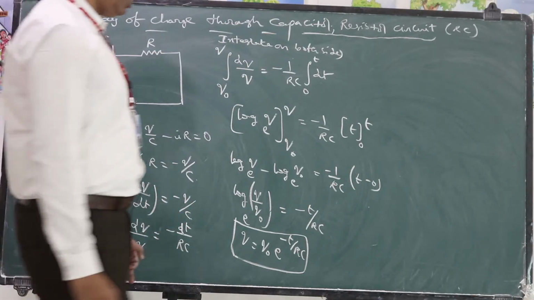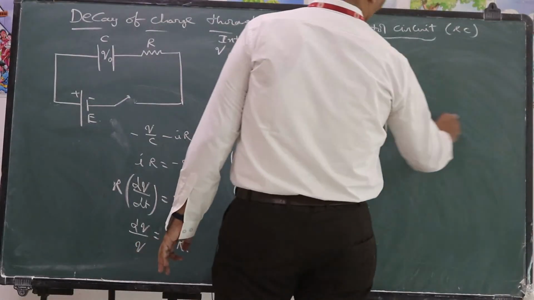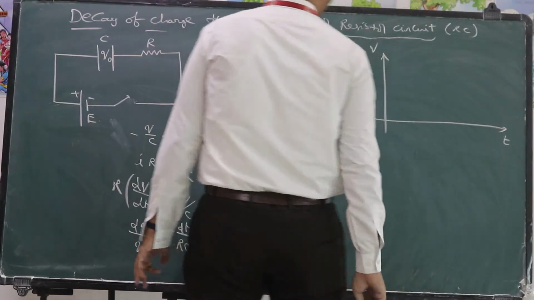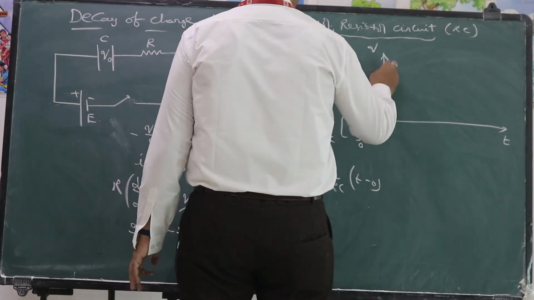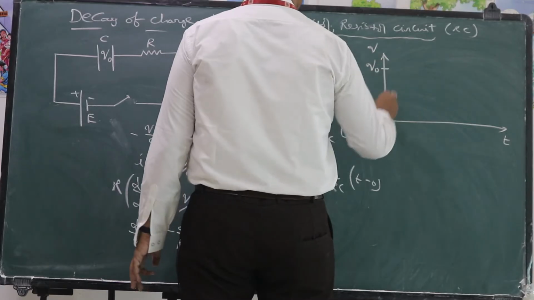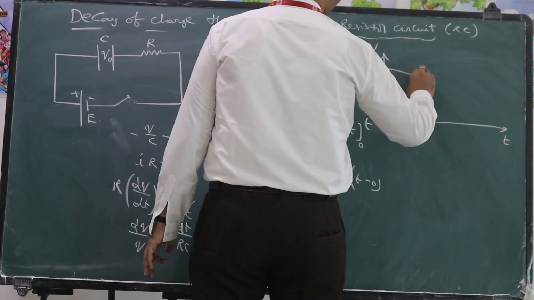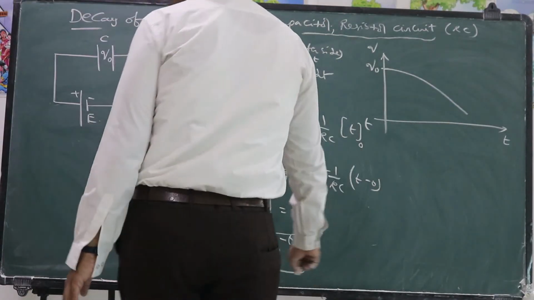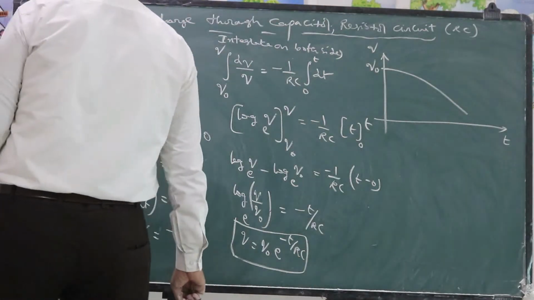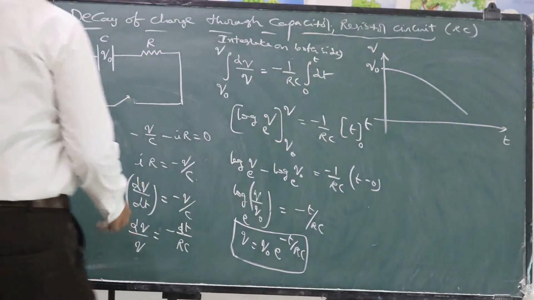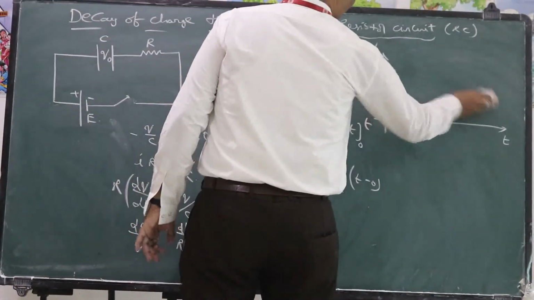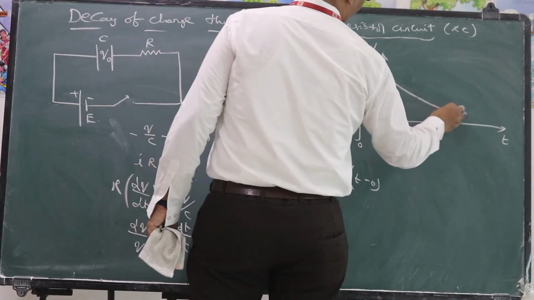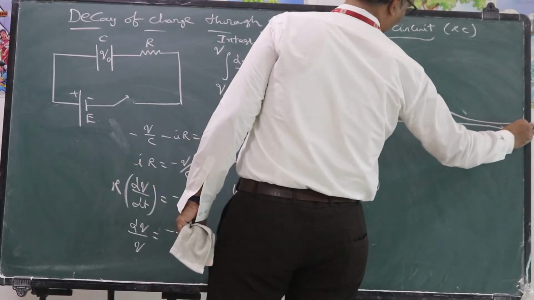If you represent it graphically, again we should take charge on the y-axis and time on the x-axis. At time t equals 0, the charge available is Q naught. As time is increasing, the charge value is decreasing. Sorry, it is an exponential decrease. It's not like a straight line. An exponential decrease means it is like this.